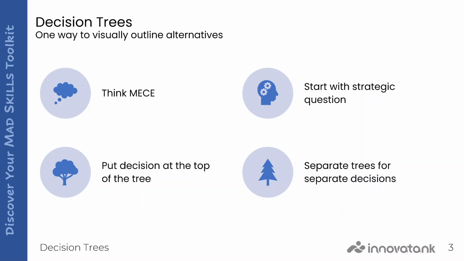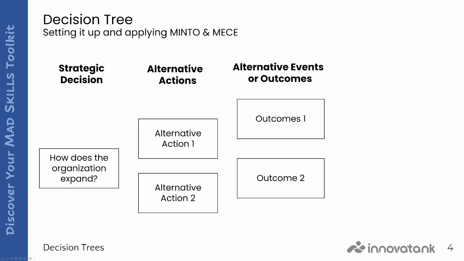In terms of decision trees, they're really good in that they get you to think in a mutually exclusive, collectively exhaustive way, or a MECE way. A couple of things again that I prefer is to put the decision at the top of the tree. So you talk about the decision you're making, and then you can talk about why we didn't make those other decisions. You start with a strategic question, and again, it's really important to have separate trees for separate decisions.